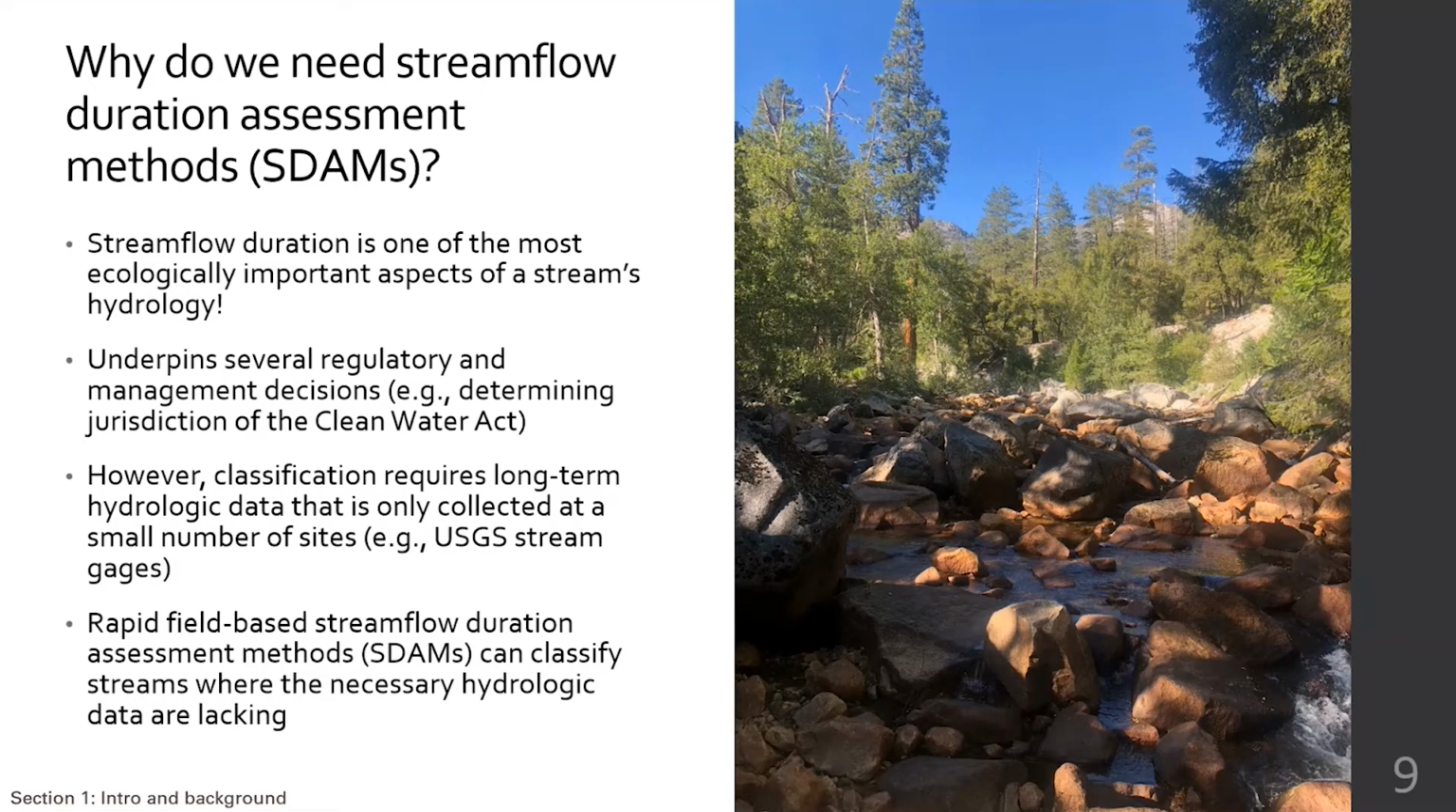The problem is that to really understand stream flow duration, you need long-term hydrologic data, and we are typically only collecting this at small numbers of sites, like USGS stream gauges, so we don't have the information where we're often making our management decisions. So having a rapid field-based SDAM will help us make the right decisions for those types of streams.